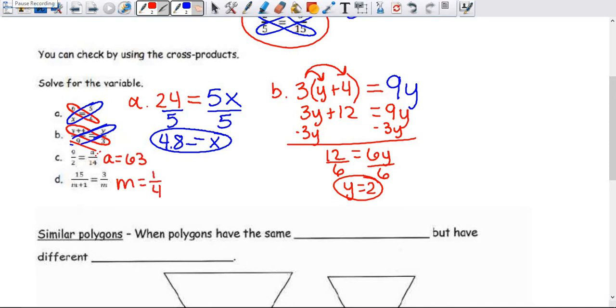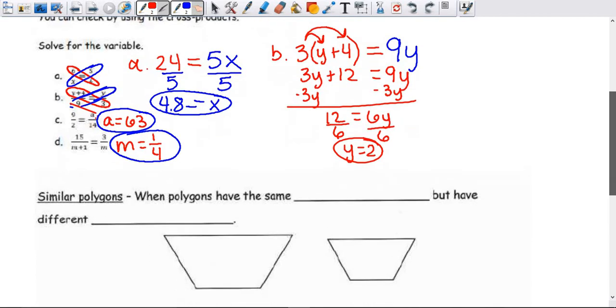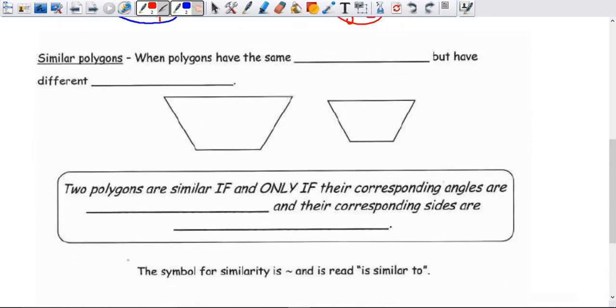All right, go ahead and check your answers to those proportions. So for C, your answer was 63, and for D, this one, sometimes people get it wrong because they don't simplify that fraction or do their division wrong, but D was 1/4. Since we're working with fractions and ratios, a lot of times you may get a fraction or ratio as an answer, okay? All right, so similar polygons.